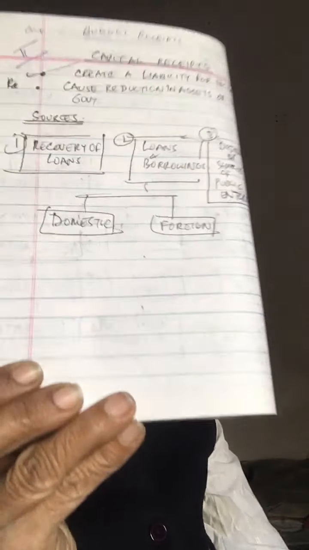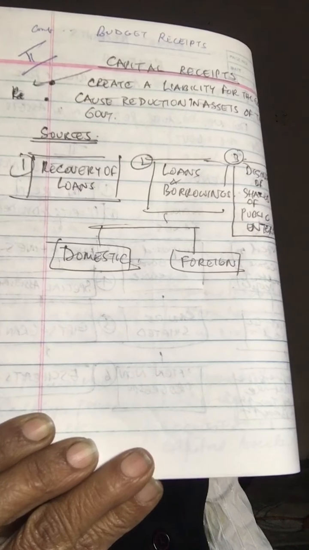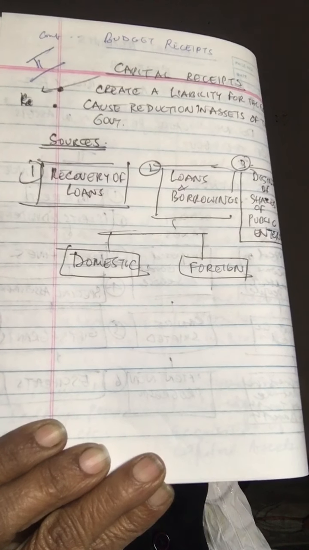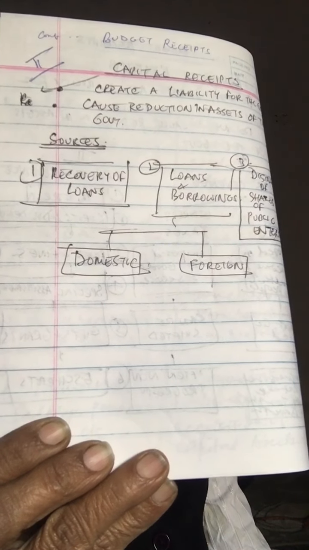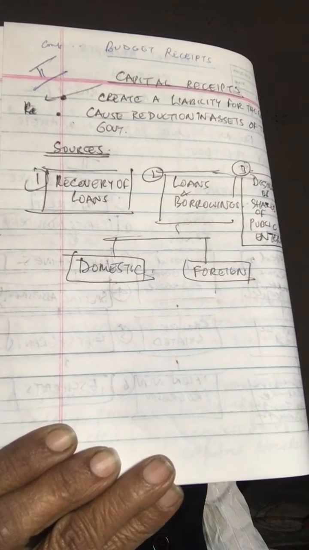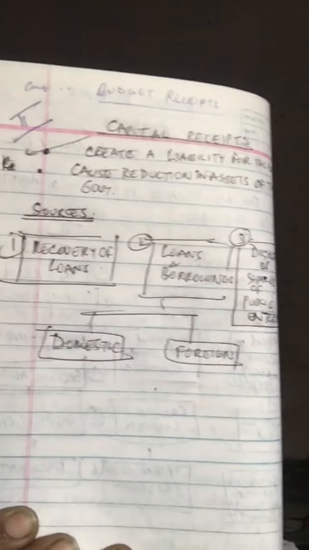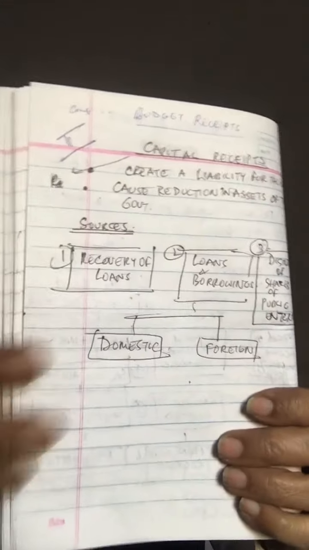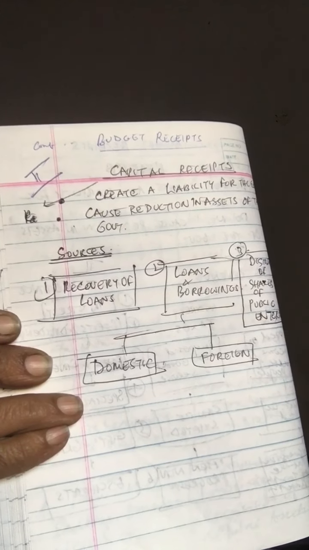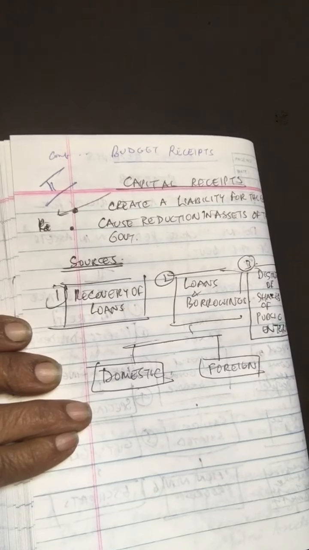Then there is something known as debt creating and non-debt creating receipts. Capital receipts may be debt creating or non-debt creating. Capital receipts which create debts for the government are called debt creating capital receipts. Net borrowing by government at home, loans received from foreign governments, borrowing from RBI are examples of debt creating capital receipts. Then capital receipts which do not create debts for the government are called non-debt creating. For example, recovery of loans, proceeds from sale of public enterprises, that is disinvestment, are examples of non-debt creating capital receipts.